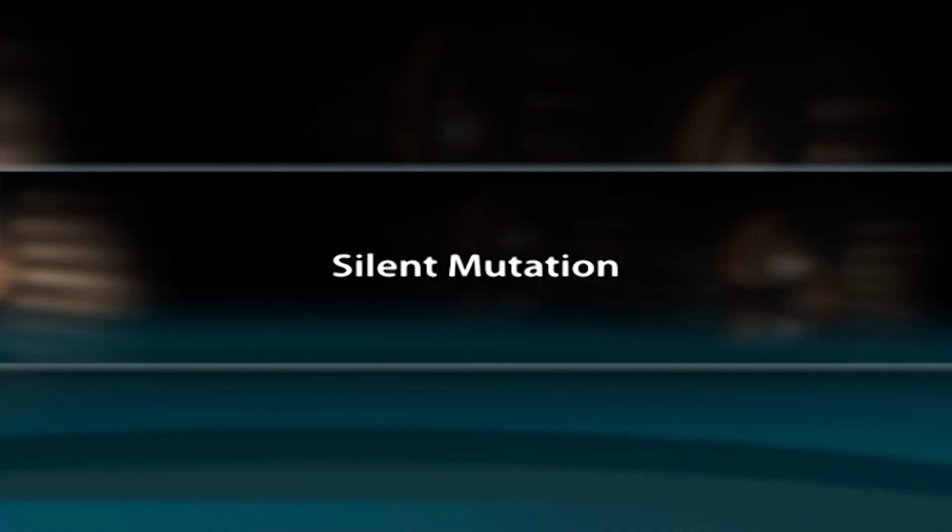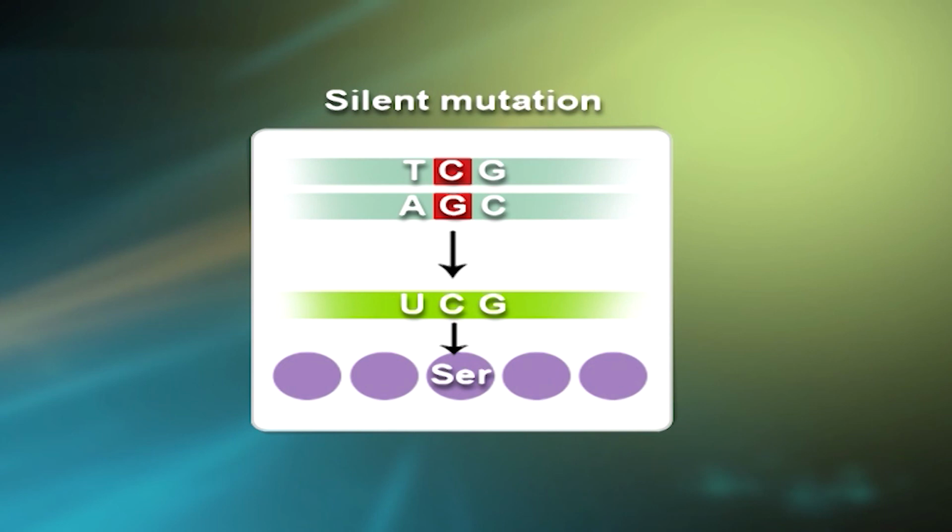Silent mutation. Most amino acids are encoded by several different codons. For example, if the third base in the TCT codon for serine is changed to any one of the other three bases, serine will still be encoded. Such mutations are said to be silent because they cause no change in their product and cannot be detected without sequencing the gene or its mRNA.